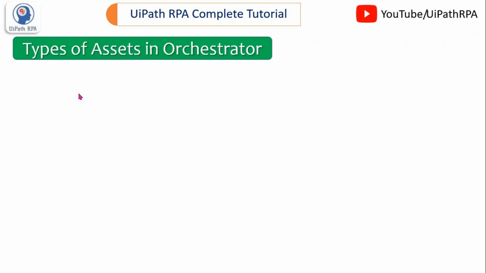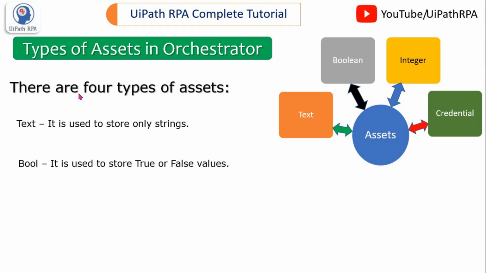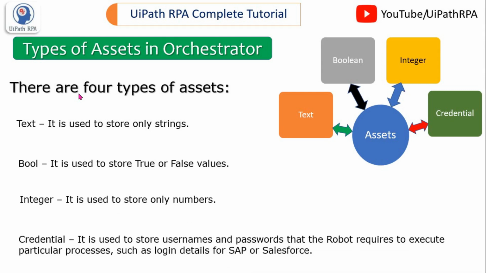Now we'll discuss what are the types of assets in UiPath Orchestrator. So there are 4 types of assets. First, text. Second, boolean. Third, integer. And fourth, credential. Text is used to store only strings. Boolean is used to store true or false values. Integer is used to store only numbers. And the last, credential, is used to store usernames and passwords that the robot requires to execute a particular process, applications such as login details for SAP or Salesforce or any type of application which requires credentials to log in.